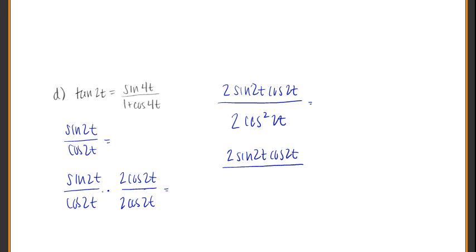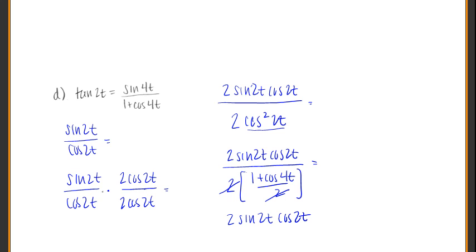And then the bottom, I'm going to write as 2 times, and now I'm going to take this cosine squared 2t, use its formula to increase that angle to a 4t. So it's going to be 1 plus cosine of 4t over 2. Well, right there, I get to cancel that with that. So it's leaving me with 2 sine 2t cosine 2t all over 1 plus cosine 4t. So my denominator is where I want it to be. It matches up perfectly.